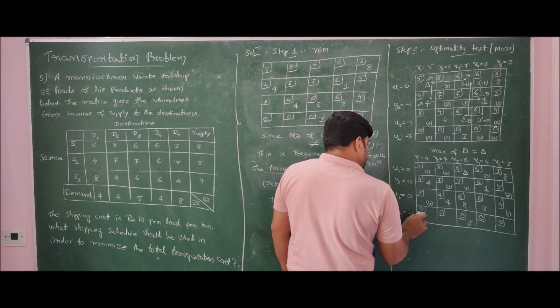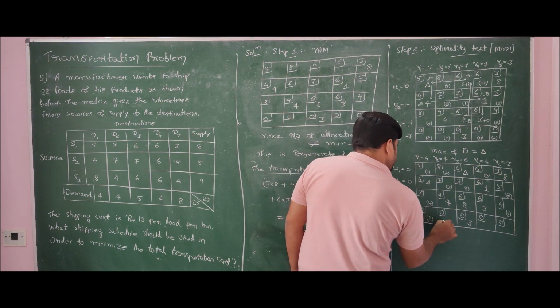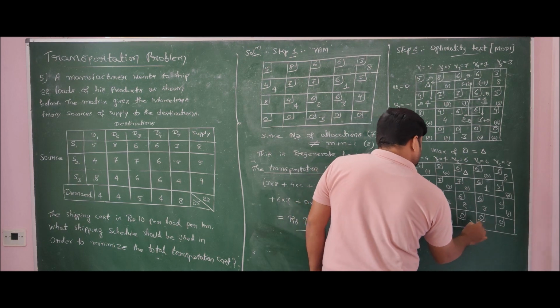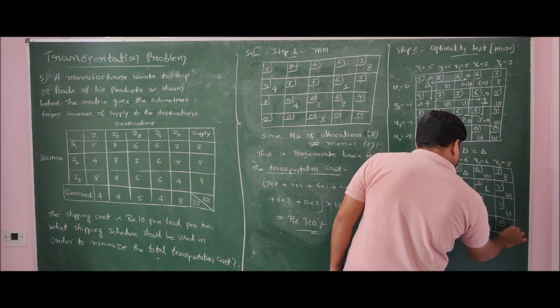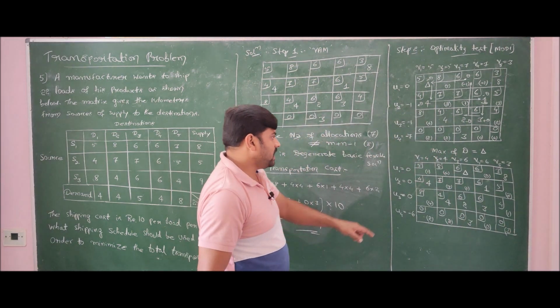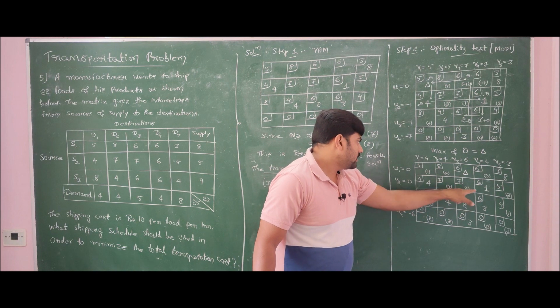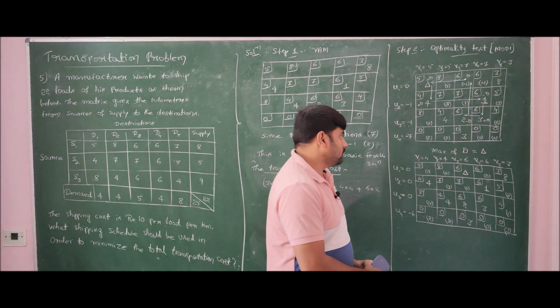So 0 minus of minus 6 is plus 6. Plus 6 minus 4 is plus 2. Plus 6 minus 4 is plus 2. Plus 6 minus 6 is 0. Plus 6 minus 3 is plus 3. So since all the values of penalties are greater than or equal to 0, the solution is optimum.